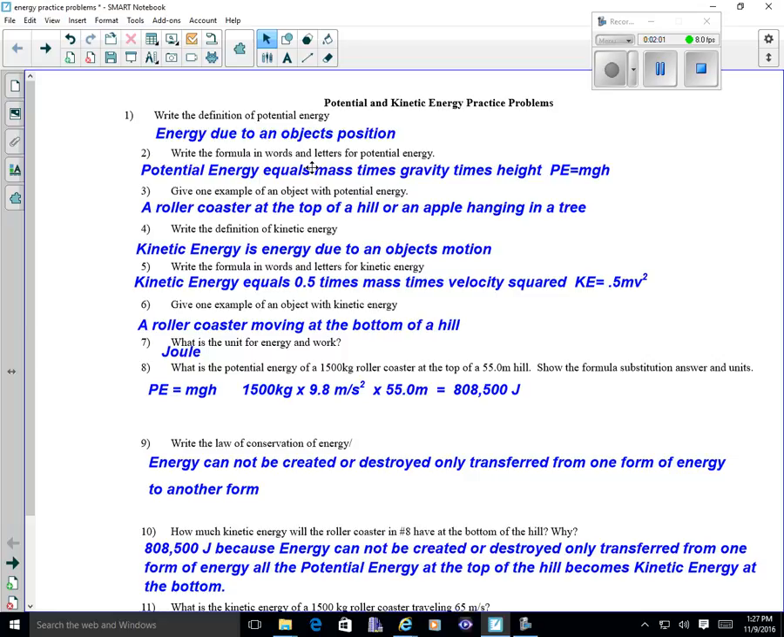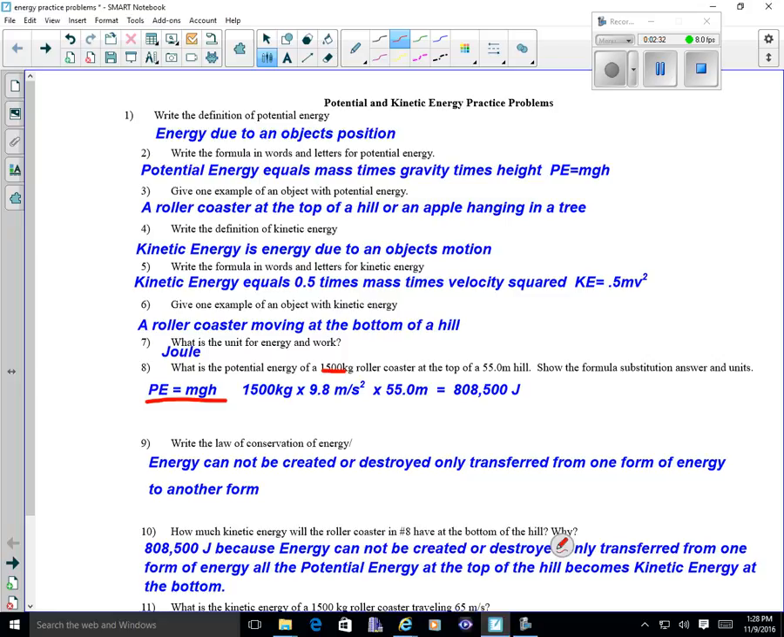Number 8, what's the potential energy of a 1,500 kilogram roller coaster at the top of a 55-meter hill? Show the formula substitution, answer in units. So the first thing I'm going to write down is PE equals mgh. Once again, the mass is in kilograms, so I'll put in the 1,500 kilograms for mass. Gravity is always 9.8. The height was 55 meters, and when you put all that together, you get 808,500, and the unit for energy is joules.